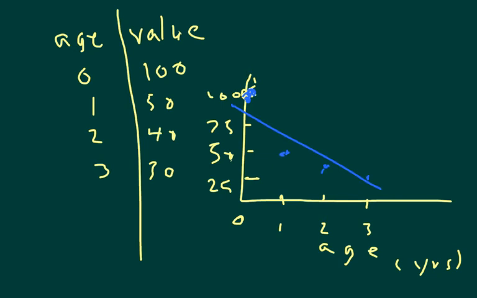As the age gets higher, it actually might start to become valued as an antique. So the value could increase, and it would show a positive correlation after a certain number of years. But this is an example of, at least in the early years of a bicycle's age, a negative correlation between age and value.